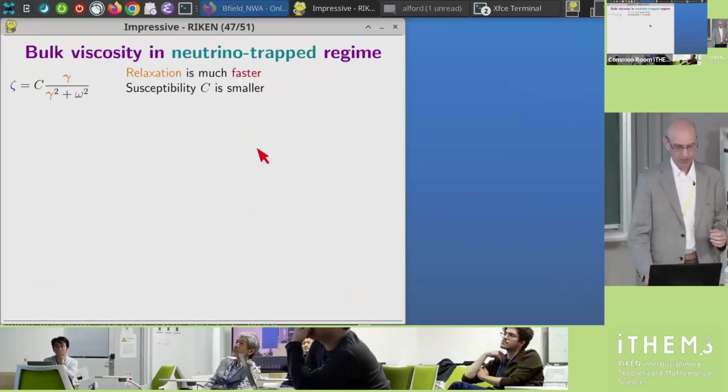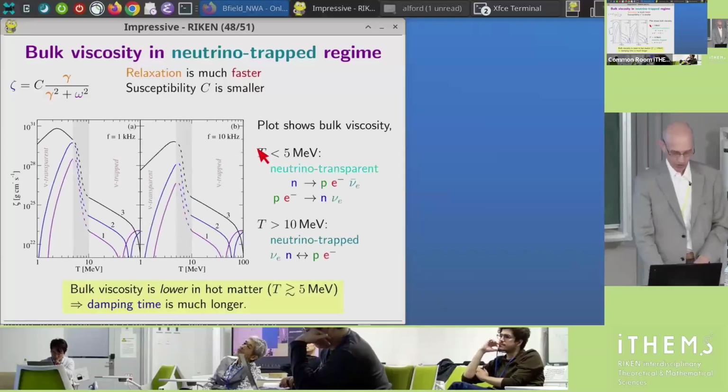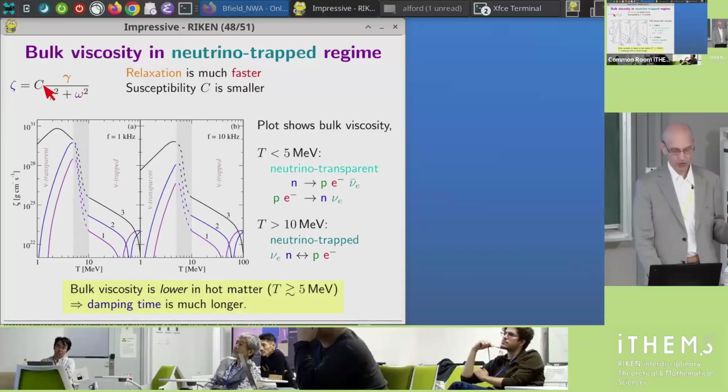Okay, so I talked about the neutrino transparent regime. The neutrino trapped regime, I'm just going to very quickly say here, as you'd expect, we saw the relaxation is much faster. So this gamma on the bottom is getting bigger and making the bulk viscosity smaller. Also, this susceptibility in front is smaller.